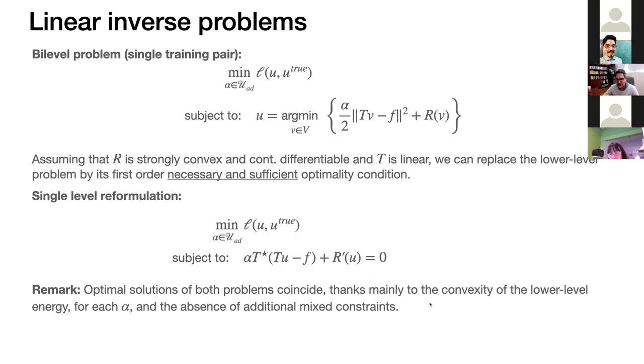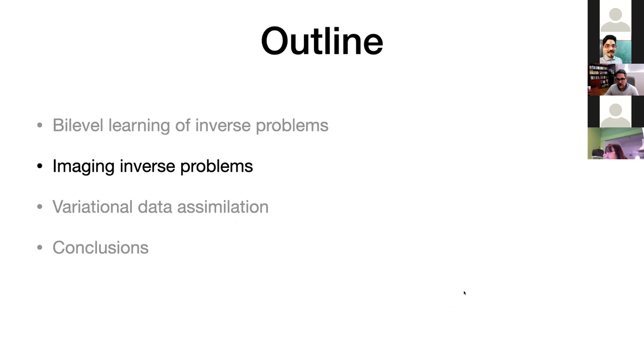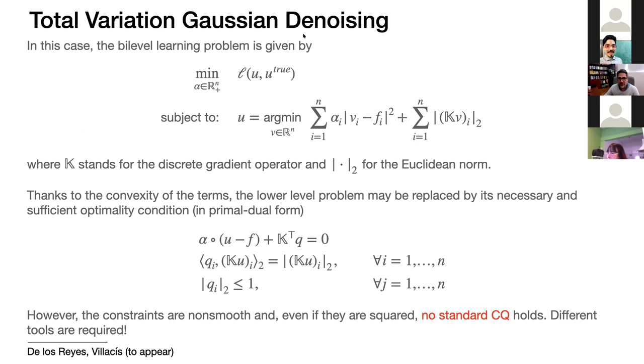Now, what happens if the operator is not linear, or if the regularizer is non-smooth? Then different things occur. In the context of imaging inverse problems, for instance, using total variation Gaussian denoising, the bi-level learning framework consists in minimizing the same loss function. So you compare the true image with the image that you get from this variational denoising problem. And in this denoising problem, you have some square fitting here, which is the Gaussian model of the noise.